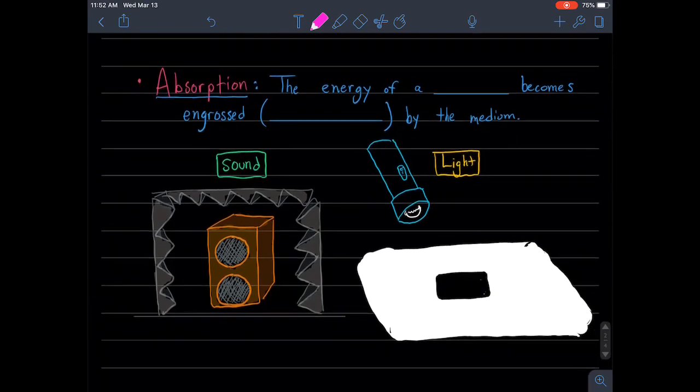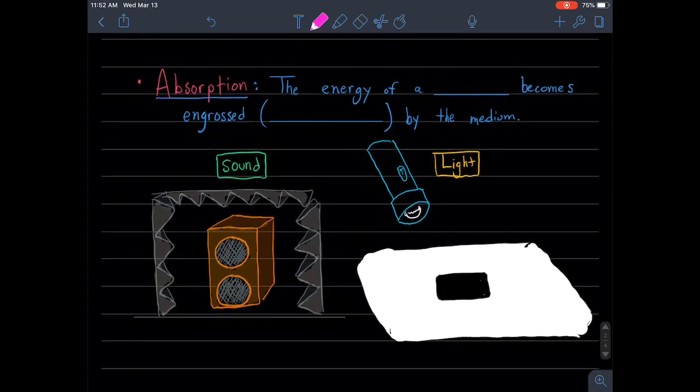What about absorption then? So absorption is the energy of a wave becomes engrossed, or we'll just use this word absorbed. I was trying to use a word that wasn't part of the definition or of the vocabulary term, so I didn't want to use absorbed, so engrossed would be kind of a word that we could use as well, because it kind of takes the energy from the wave and absorbs it, it engrosses it into the medium.